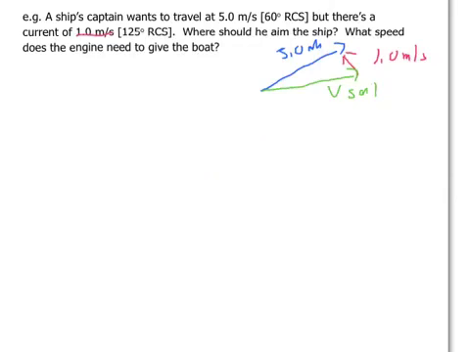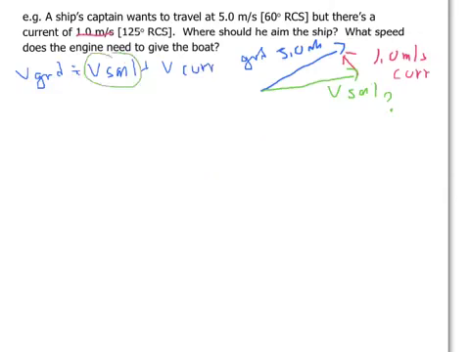Again, the red one here is our current. The blue one here is our ground velocity. And we're looking for the green one. So it's clear that we must have an equation that states V ground equals V sail plus V current. Here we're looking for V sail. So to rearrange our equation, we have V sail equals V ground minus V current. And this minus will be very important when we set up our table.